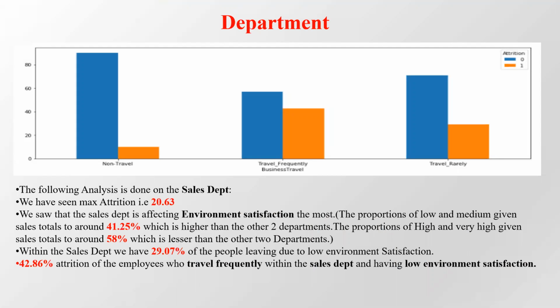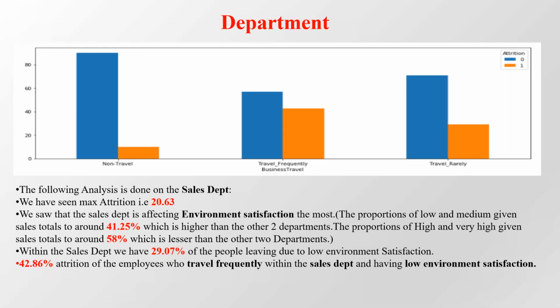Yes. So here I have done the analysis based on department, on each of the departments: the sales department, the HR department, and the R&D department. After I plotted the crosstab of the department versus the attrition, I found that the sales department had the maximum amount of attrition out of the other two departments, that is 20.63%. Further, I checked the relationship between the sales department and environment satisfaction, and I found that the sales department is affecting the environment satisfaction.